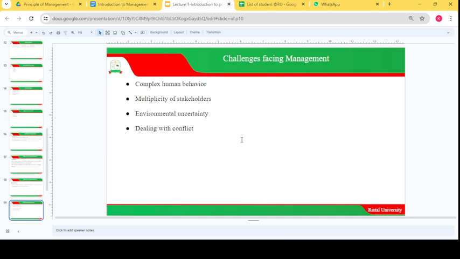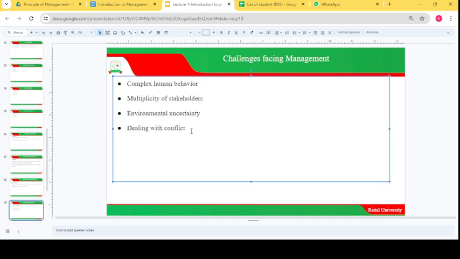And then we have environmental uncertainty. So the external environment in which the organization operates is often unpredictable and can also change rapidly due to factors. For example, we have economic fluctuation, technological advancement, we have the political instability, and social changes. All these factors may lead to environmental uncertainty.